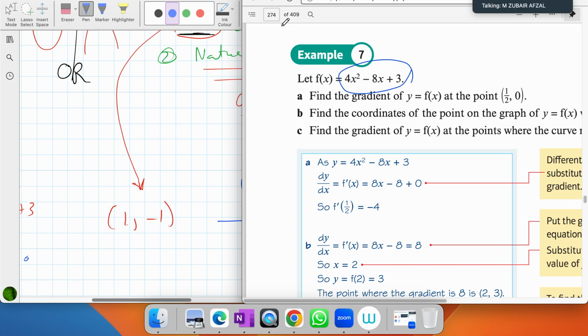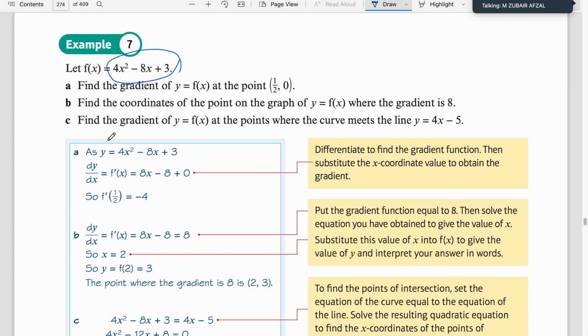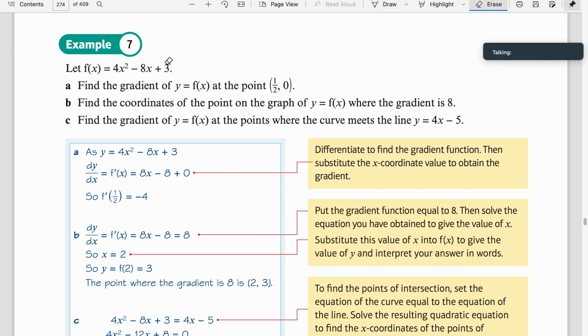Okay. Now this question was demanding. What was this question demanding? It said find the gradient. So writing the derivative, dy by dx is 8x minus 8. Find the gradient at this point. So x is 1 by 2. Just substitute x as 1 by 2, and at x equals 1 by 2 the gradient is minus 4. So the gradient is minus 4.